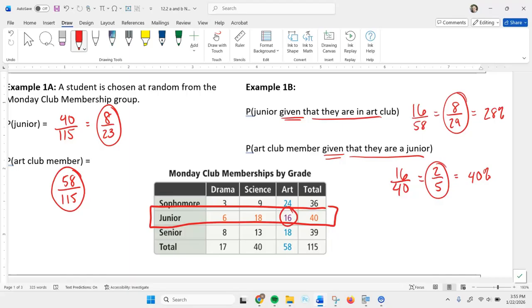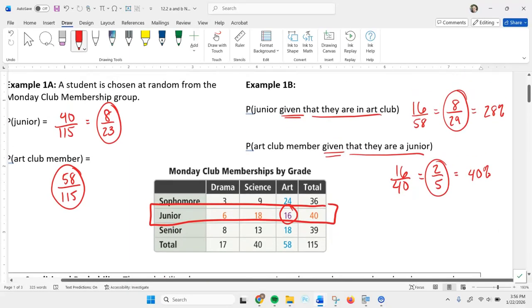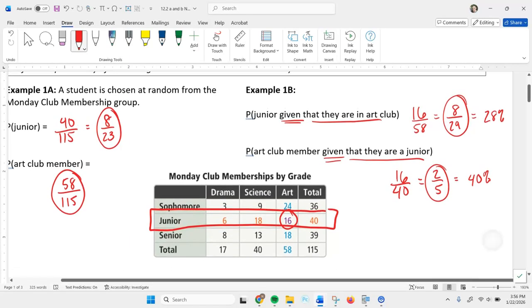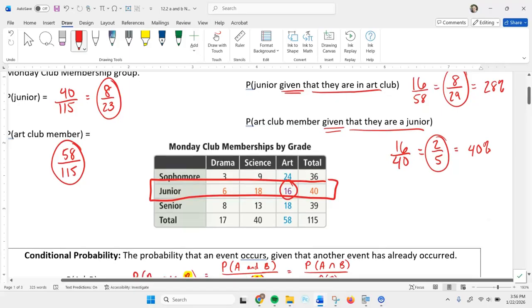So that's why, when you look at these two percentages, juniors given that they're in art club is happening 28% of the time, whereas art club members that are juniors is a probability of 40%. So you can see how, for example, climate change is a big hot topic. You can look at information around climate change and manipulate it to look a certain way just based on how you phrase it. So that's why you always want to mistrust any politicians, because they can use the same data and look at it from different ways and not really be technically lying, but just manipulate the data to help you believe a certain way.